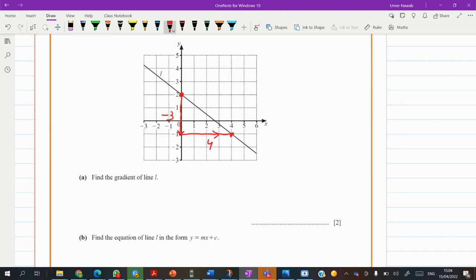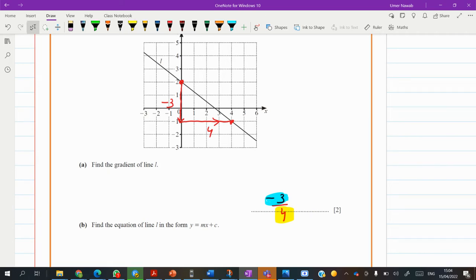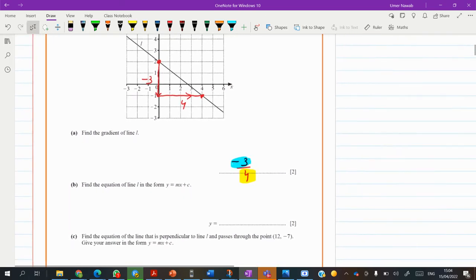So gradient is rise over run. So the gradient should be minus 3 over 4. The difference of the y coordinates is on the top, and the x is always down in gradients. Now I want to write the equation of the line. So guys, the gradient is already given, and you can see that the y-intercept is c, meaning c is equal to 2. I can write the equation of this line: y equals minus 3 over 4x plus 2.